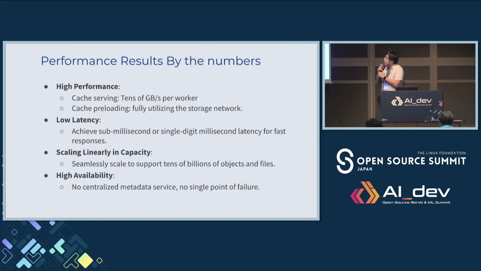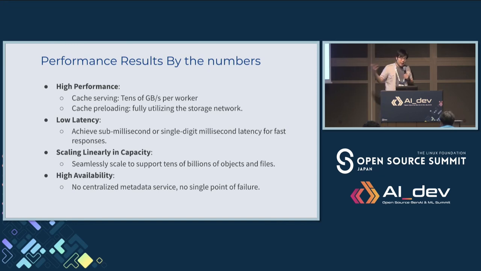So some numbers we are able to achieve. Actually, this is decoupled from the later slides. With tens of gigabytes per worker, with a single worker, you can get tens of gigabytes. And because this is a cache, you are able to preload data into this cache space. So we are able to fully utilize the network between the storage and the Alluxio space. Low latency, so sub-millisecond or single-digit milliseconds for faster response. And scaling linearly in capacity, this is very important.